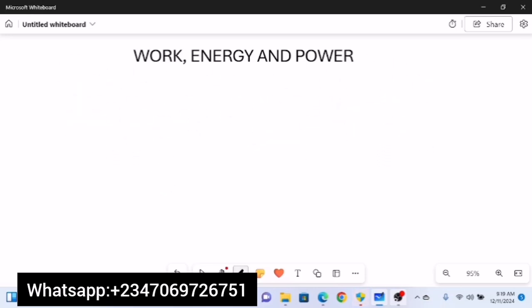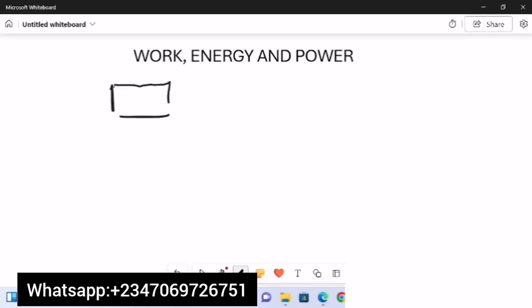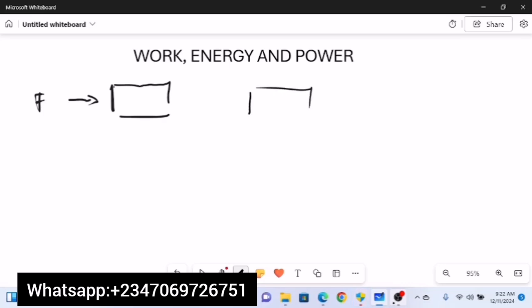Now, what is work? Work is said to be done when a force causes an object to move in a particular direction. So for instance, let's say I have an object, and then I apply a force F to push this object to the right. Now, let's say after this application of force, this object moves a distance. Let's call the distance traveled by this object from here to this point simply S.